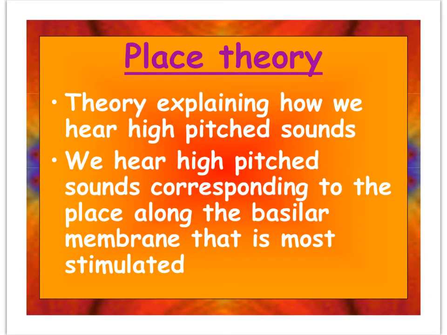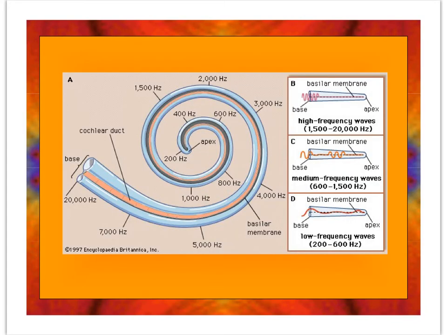So place theory basically describes what I was just saying about the basilar membrane. It's a theory that explains how we hear high-pitched sounds. We hear high-pitched sounds corresponding to the place along the basilar membrane that is most stimulated. If you look at this image, it tells you what levels you can detect and on which area of your basilar membrane you can detect it, which is inside your cochlea. This theory works better in explaining how we hear high-pitched sounds, not low-pitched sounds, which has to do with how frequently neurons are able to fire.